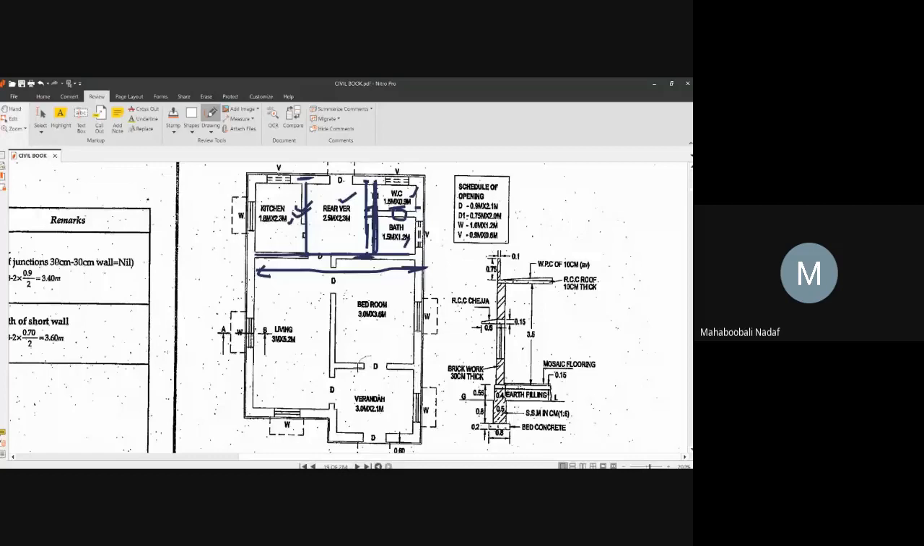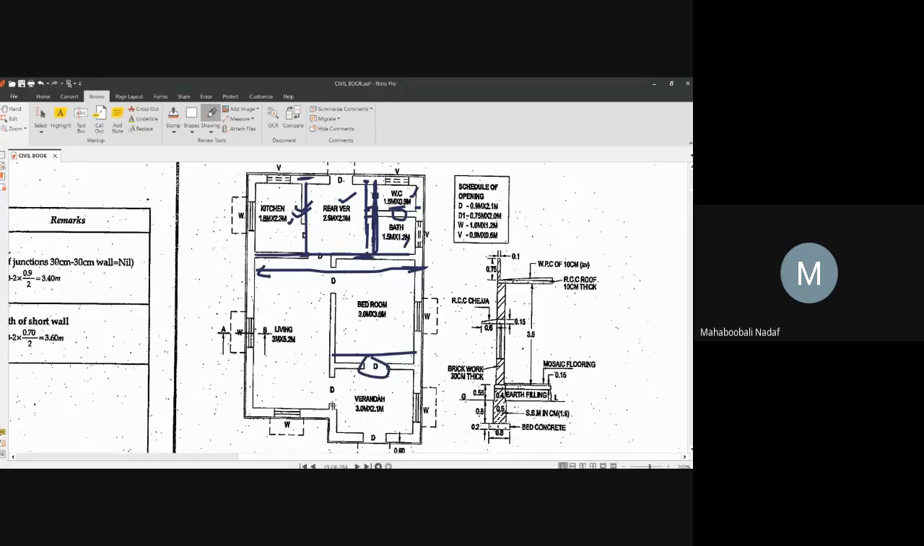Next, we will take this wall. How much is the center to center of this 20 centimeter wall? 0.2 by 2 plus 3 plus 0.3 by 2. Repeat: 0.2 by 2 plus 3 plus 0.3 by 2. How much? 3.25, sir. The last wall, the fifth 20 centimeter wall, this distance.